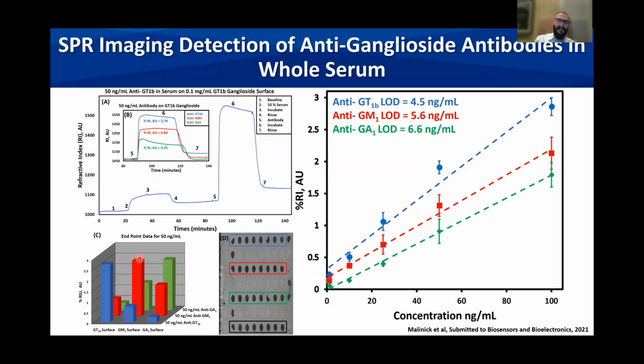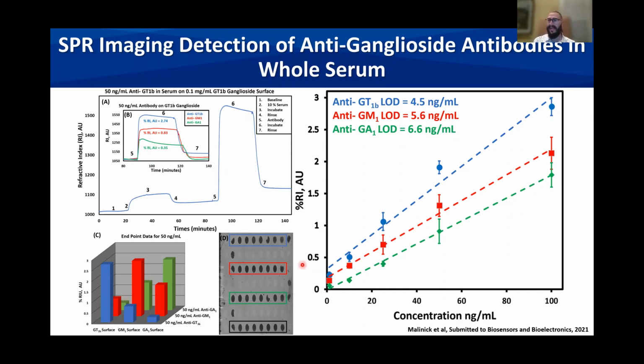Now, we also use endpoint data, which is the subtraction of post-rinse versus pre-rinse, and you can see that the specific antibody-antigen interactions overshadow everything else. But there is notable cross-reactivity between anti-GA1 and anti-GM1 in the respective surfaces. But there's little to no cross-reactivity between anti-GT1B and anti-GA1 and their respective surfaces. That has to do with the number of sialic acids. GT1B has 3 sialic acids, GM1 has 1 sialic acid, and GA1 has no sialic acids.